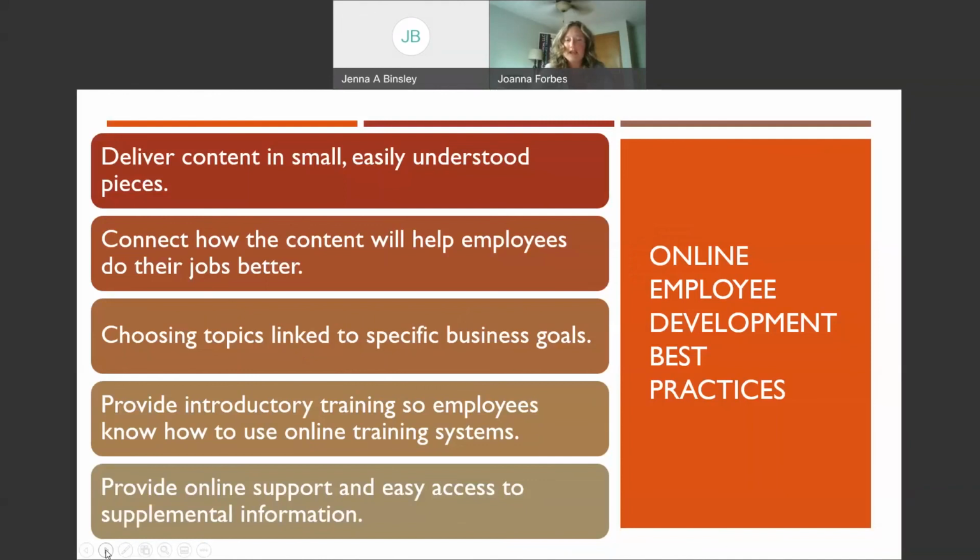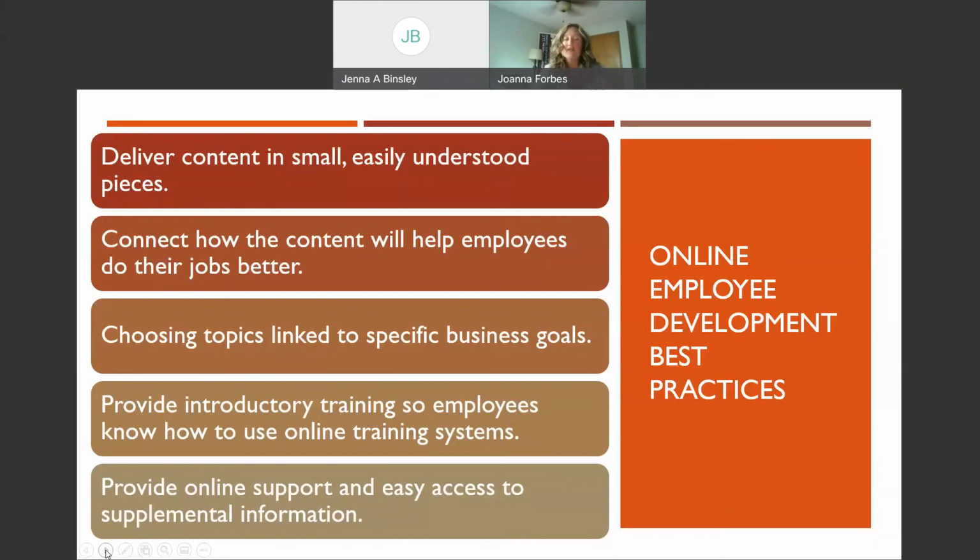So just some best practices for that. It really needs to be in small, easily understood pieces. It's really hard to sit in front of a computer for hours and hours and listen to a video and then try to retain any of that information. You want to connect it for the employees to make sure they're going to do their job better. You want to make sure the topics are definitely specific to your business goals.